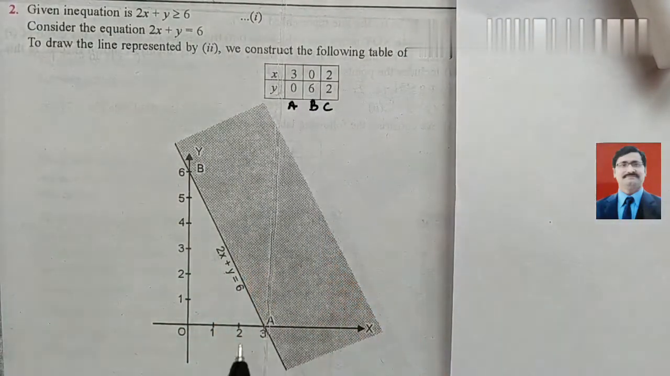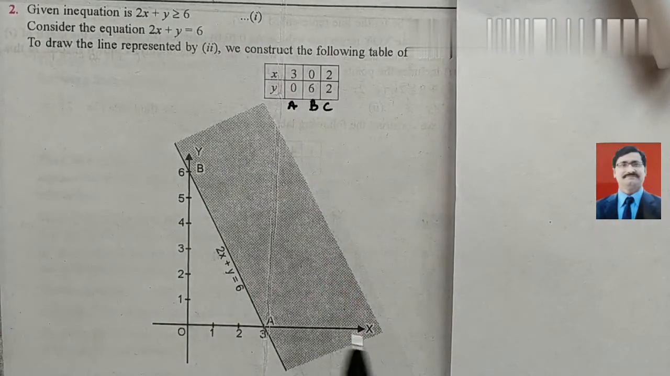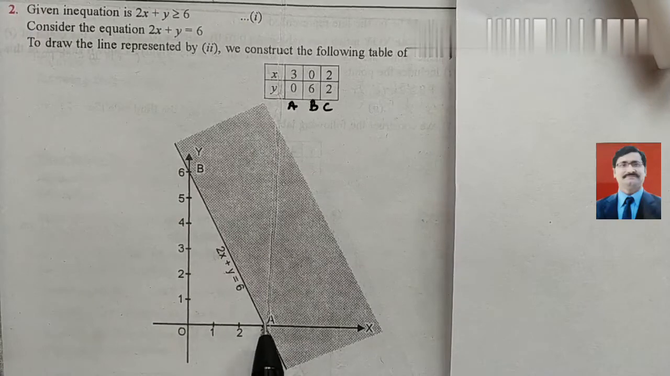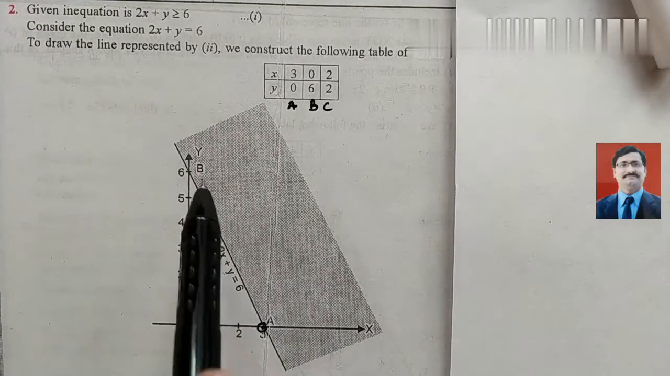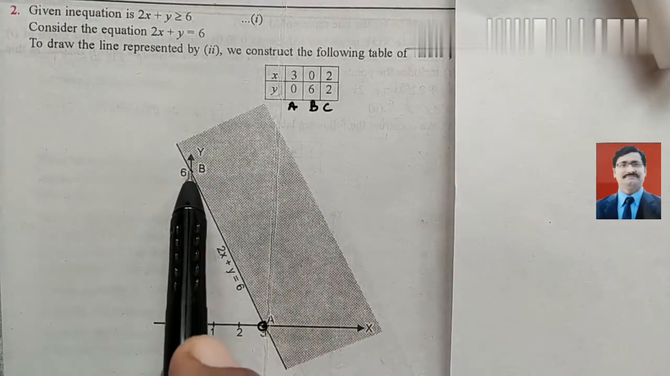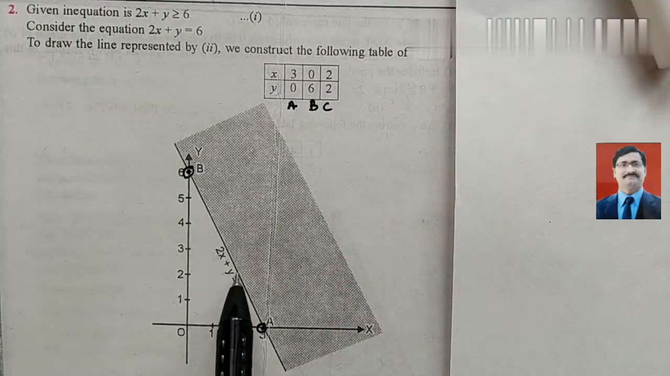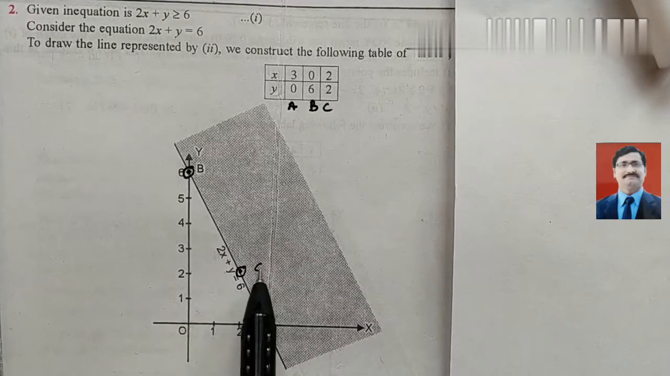First point is 3, 0. So we prepare this graph, and you can check here the first point is 3, 0, which means this is point A, that is 3, 0. Second point is B, that is 0 and 6. Okay, and third point is 2 and 2, which will be here. Okay, this is point C.